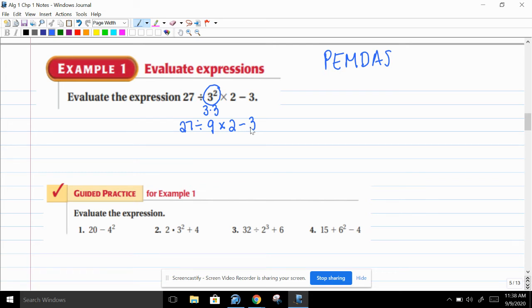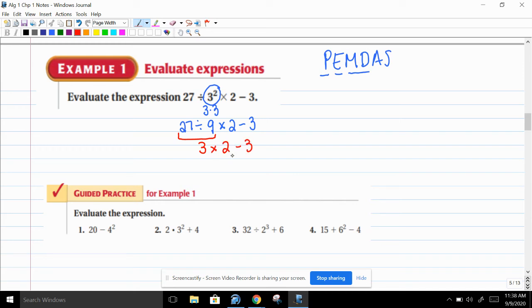So I did the parentheses, I did the exponents. Now, here's where you might make a mistake. You got to be careful. It says multiplication next, but remember, when you have multiplication and division, you go left to right. So multiplication and division are going to be tackled left to right. They're in the same family. So I'm actually going to do the division first. 27 divided by 9 is 3 times 2 minus 3.